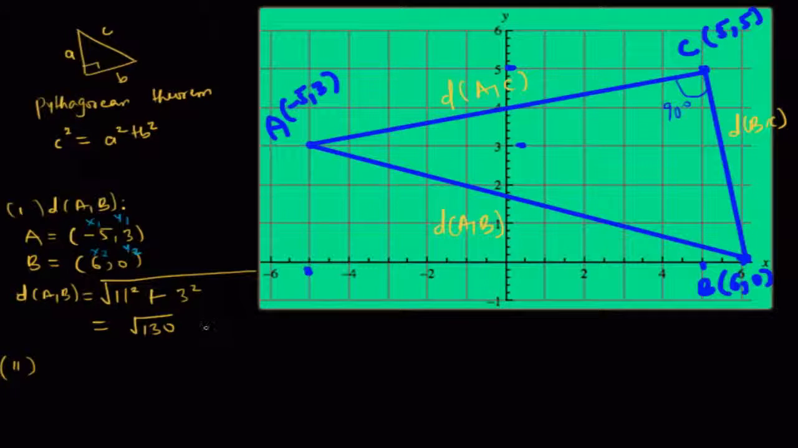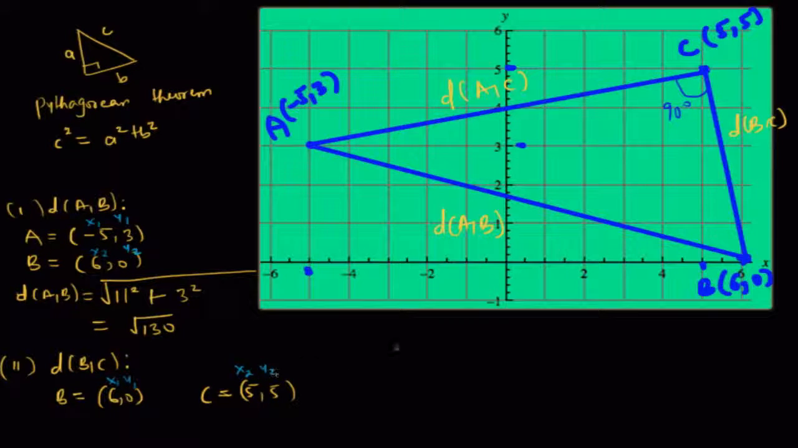So let's go ahead and find the length of BC. So distance BC. Now the coordinates of B which were given is 6, 0. The coordinates of C which were also given is 5, 5. So to find the length of the line segment joining B and C, let's go ahead and label them x1, y1, x2, y2.